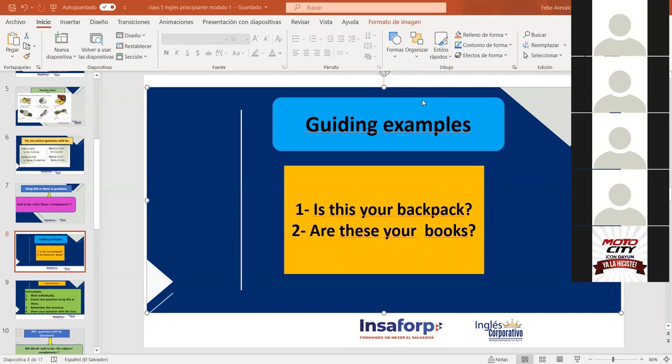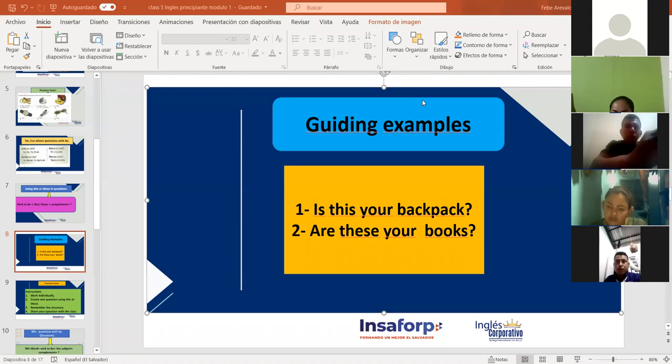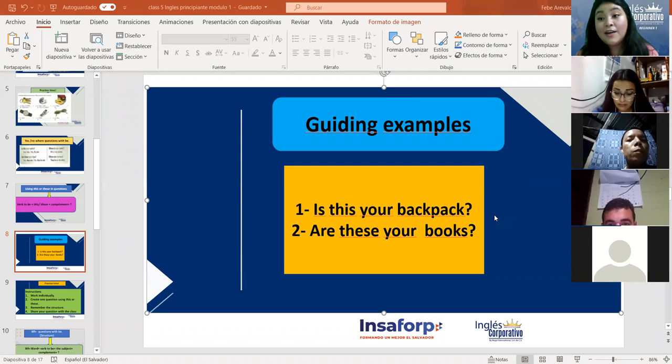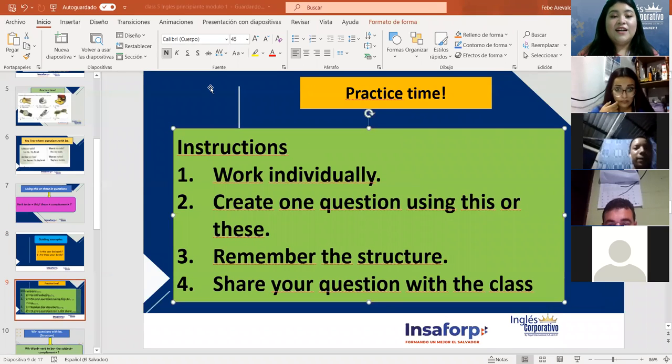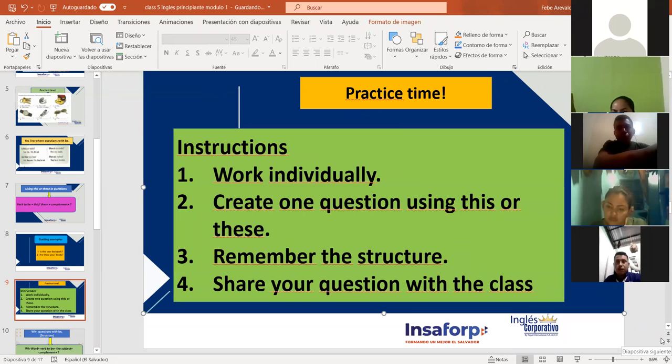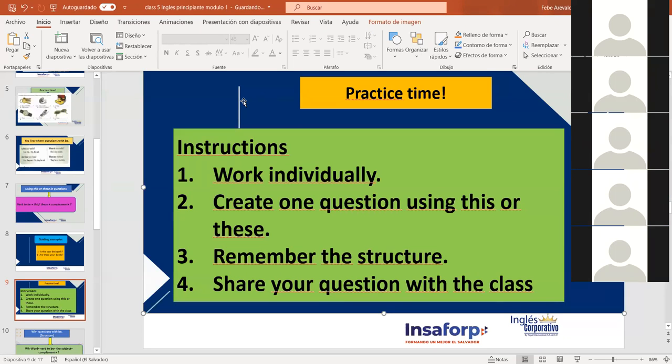No hay preguntas, no hay dudas. Vamos a pasar a la práctica y si tienen dudas o preguntas, pueden hacerlas ahorita. No, all right, let's move on. Practice time. Instructions, I will have Alejandro, please read the instructions. One, work individually. Two, create one question using this or these. Three, remember the structure. Four, share your question with the class.